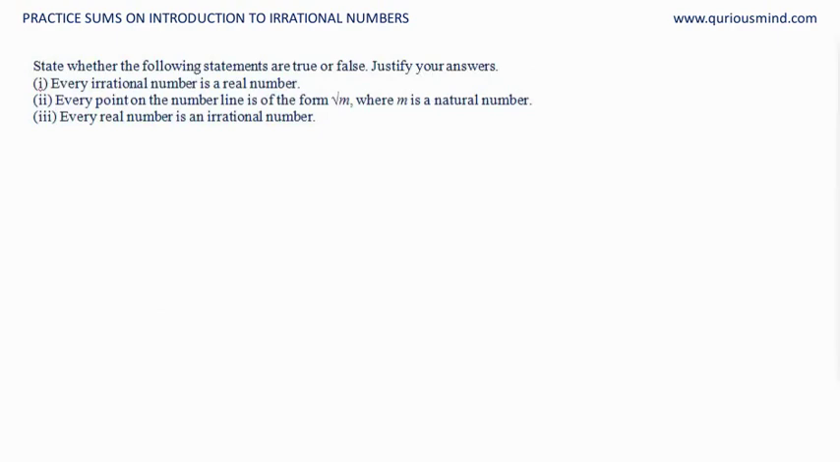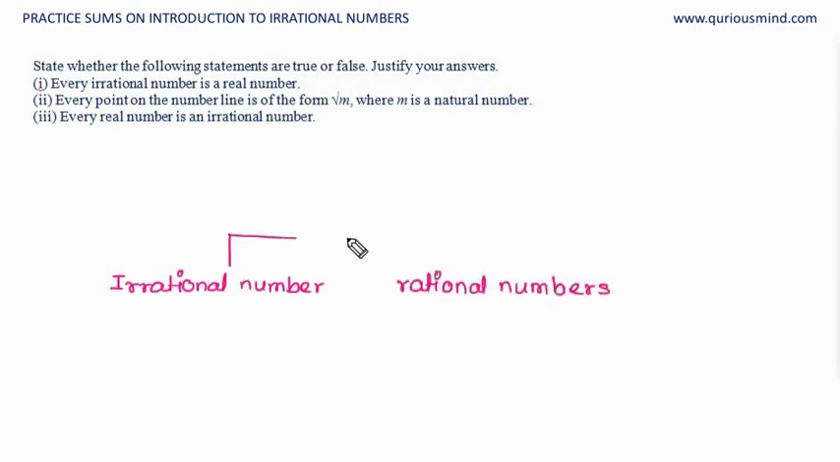State whether the following statements are true or false and justify your answers. Every irrational number is a real number. Now we know the real numbers are made up of irrational numbers and rational numbers together. That means irrational numbers are part of real numbers, rational numbers are also part of real numbers. And hence the first statement, every irrational number is a real number, is true.